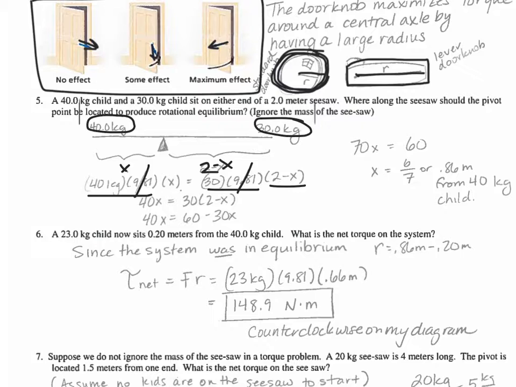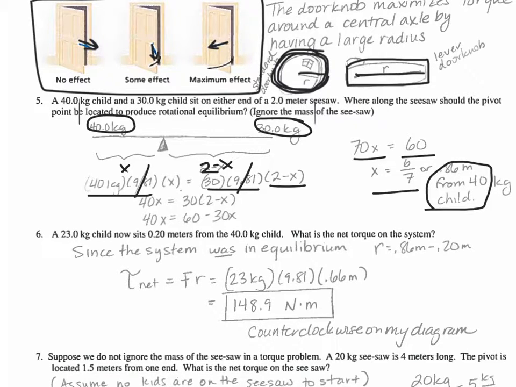So 40x equals 30 times (2 minus x). I distribute the 30: 40x equals 60 minus 30x. I'm going to add 30x to both sides so that I get 70x equals 60. So x equals 6/7, or 0.86 meters from the 40-kilogram child.